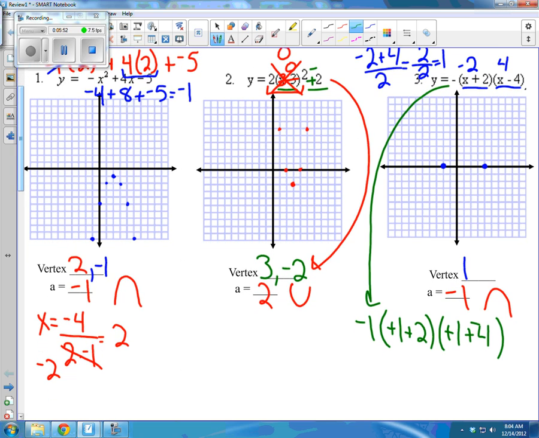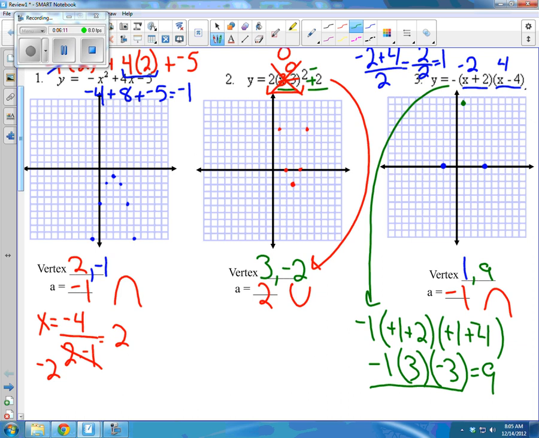So working through this, I'm going to have a negative 1. From my first set of parentheses, I get 3, and from my second set of parentheses, I get negative 3. So when I multiply all of these numbers, I'm going to get a positive 9. So I can now graph my vertex over 1, up 9.